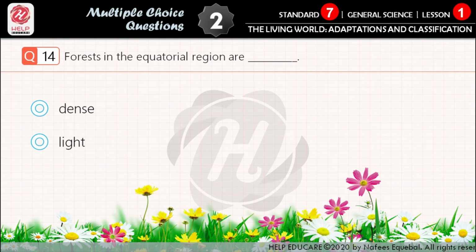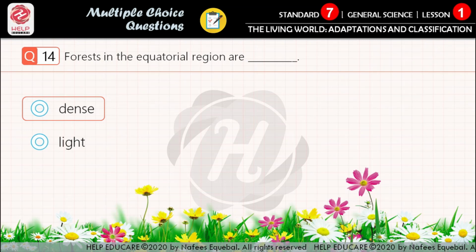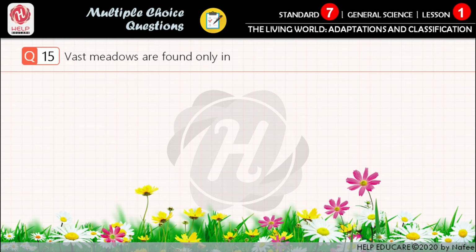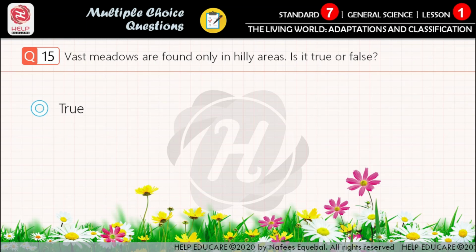Correct answer is dense. Question number 15. Vast meadows are found only in hilly areas. Is it true or false? First option, true. Second option, false.